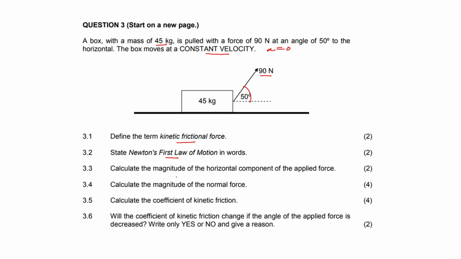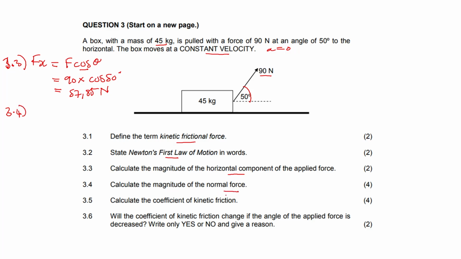3.3. Calculate the magnitude of the horizontal component of the applied force. They want the horizontal component, so they want Fx, which is F cos theta. So it's 90 times cos of 50 degrees, and that will give us the horizontal component of 57,85 newtons.